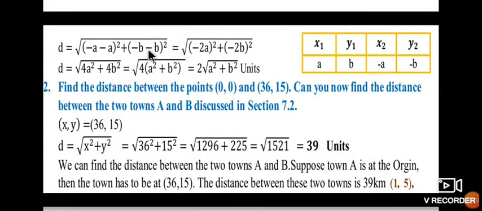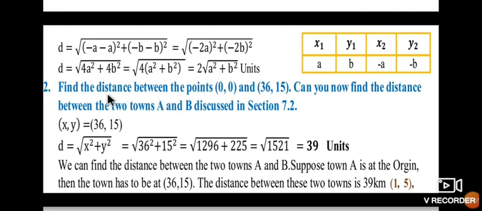Now the third one is a comma b and minus a comma minus b, that is a comma b is x1 y1 and minus a comma minus b is x2 y2. Therefore d is equal to, using the formula, x2 minus x1 whole square plus y2 minus y1 whole square. That is minus a minus a whole square plus minus b minus b whole square, that is minus 2a whole square plus minus 2b whole square, that is plus 4a square plus 4b square. 4 is common, remaining a square plus b square, therefore square root of 4 is 2 into square root of a square plus b square units. This is the distance between the points a comma b and minus a comma minus b.